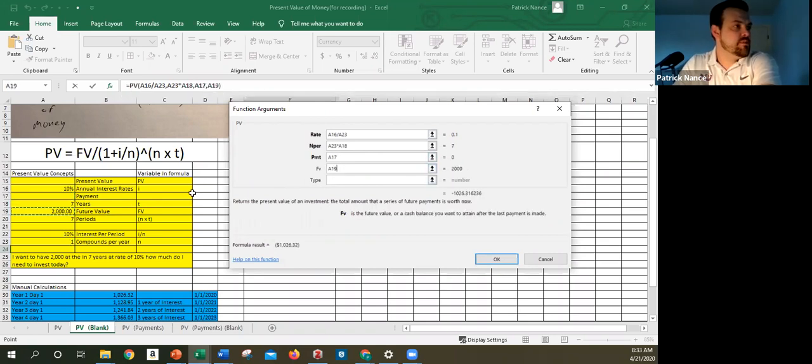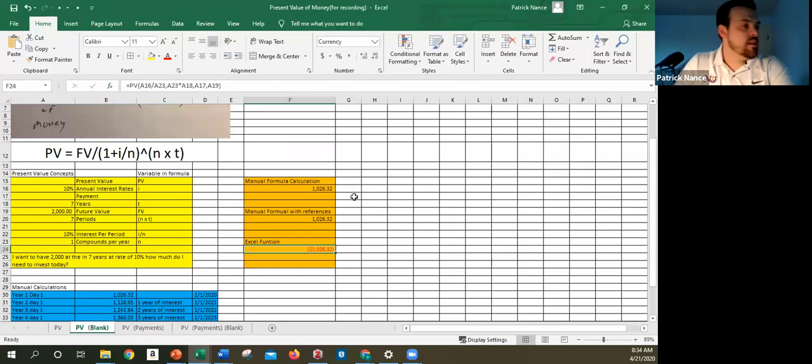A future value is my 2,000. My type, again, we're going to go to the default and say 0, or if it's omitted, for the same dollar amount. And again, because this was positive, this came out negative. If you want that to be positive, you should make this negative. It doesn't really matter which is which, as long as you understand what it is you're doing and what the function is doing.